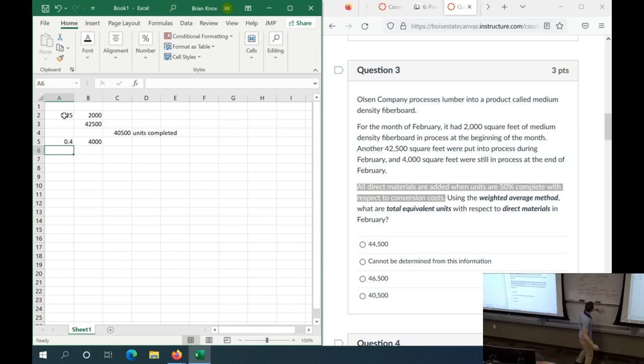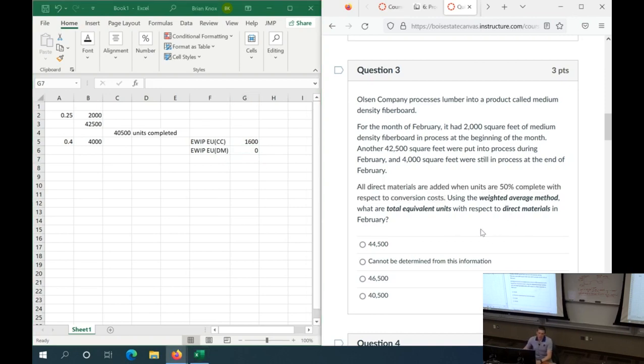And so, yeah, I'll write it in the Excel file here. So the EWIP EU with respect to conversion costs is 4,000 times the 40%. But the EWIP EU, meaning equivalent units, with respect to direct materials, is 4,000 times 0. It hasn't reached the threshold yet. They all get added at 50%. It's not yet at 50%, so there are 0 direct materials in there.